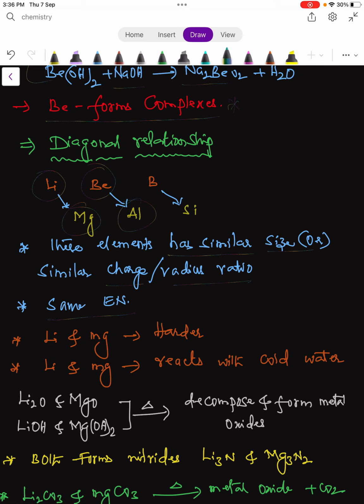Lithium and magnesium both are harder. Lithium and magnesium react with cold water, right? Actually, here magnesium is not reacting with cold water, it should be hot water, right? Not cold water. There is a small correction in the case of magnesium and lithium. This we can erase.